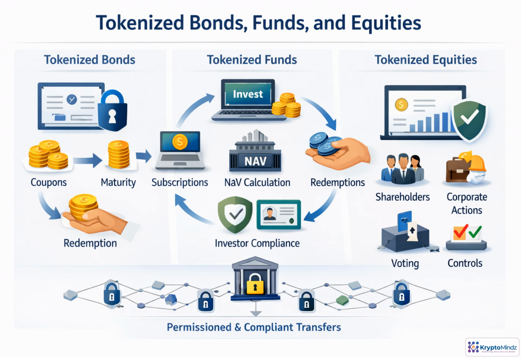Even when assets are represented as tokens, the token logic can be very different. A bond needs issuance terms, coupon payments, transfer limits, and redemption at maturity. A fund needs subscriptions, redemptions, NAV processing, and coordination with administrators. Equity tokens must preserve shareholder records, voting rights, corporate actions, and ownership controls. Across all three, regulated markets usually require permissioned transfers, so eligibility checks and compliance rules become part of the operating workflow.